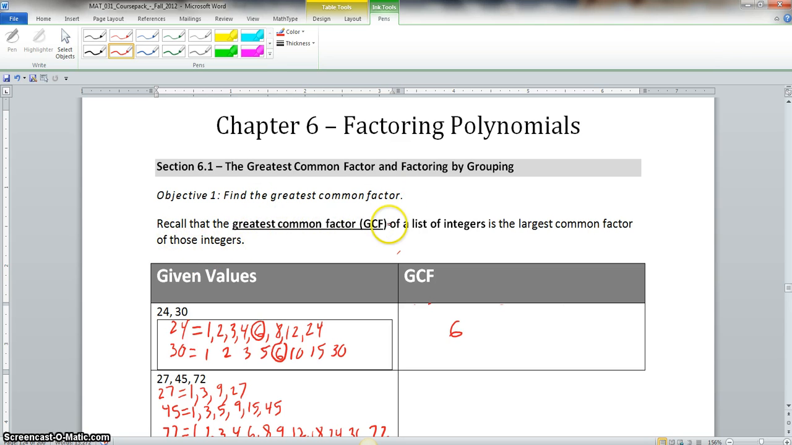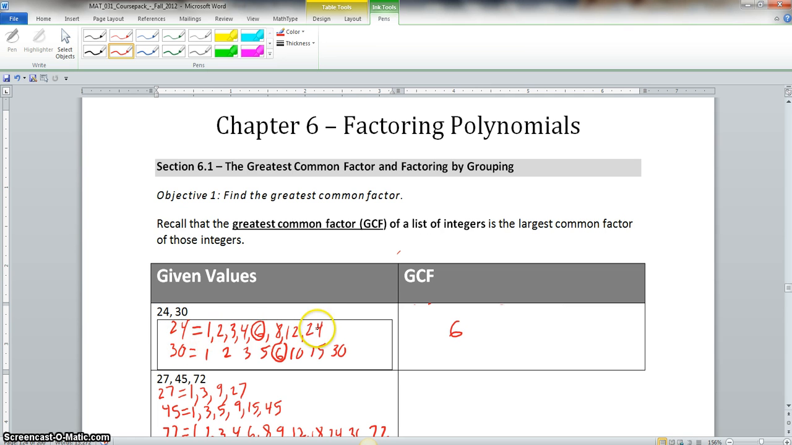Recall that the greatest common factor, GCF, of a list of integers is the largest common factor of those integers. Now, we're given these values, 24 and 30. This is how we break up the factors. For 24, your lowest factor is always 1, and your highest factor is always the number itself. And remember, factors are numbers that are multiplied. So when you multiply the two factors, it should give you the number you started with.